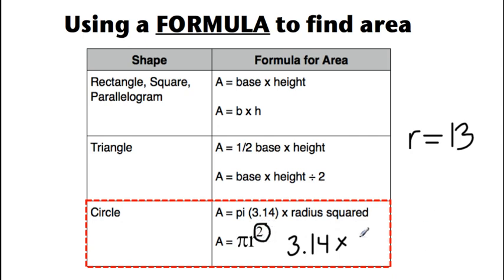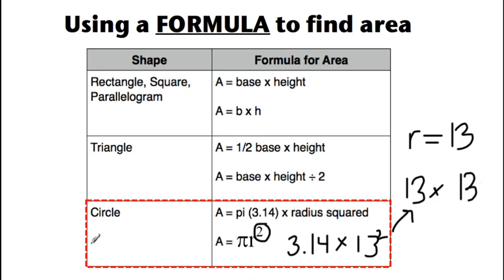We know that that means 13 to the second power, 13 squared, which hopefully you guys remember does not mean to do 13 times 2. It means to do 13 times 13. This is really important when finding the area of a circle, because if you entered into your calculator 13 times 2, you're going to get a completely different answer than if you had correctly squared that number by doing 13 times 13.